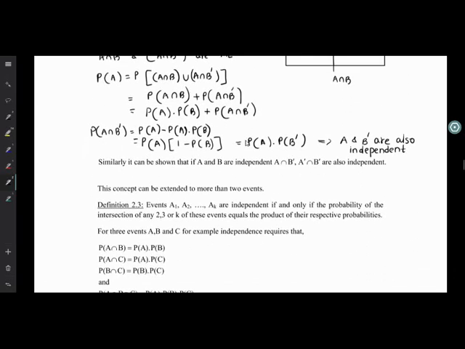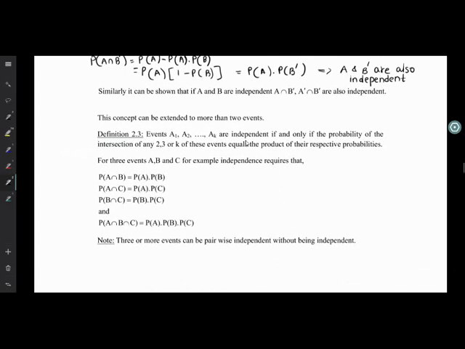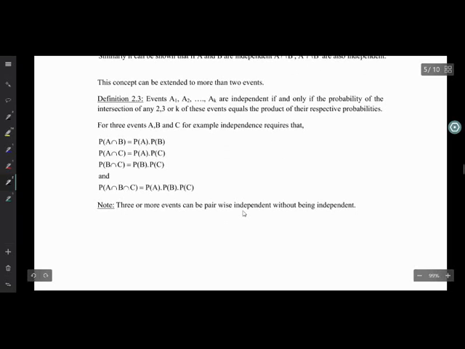And also you can extend this to many events. If you have A1, A2 up to Ak independent events, then you can find the probability of A1 intersection A2 intersection up to the kth one by multiplying all these probabilities individually. This is when these k events are independent. Now you have to remember that three or more events can be pairwise independent without being independent.